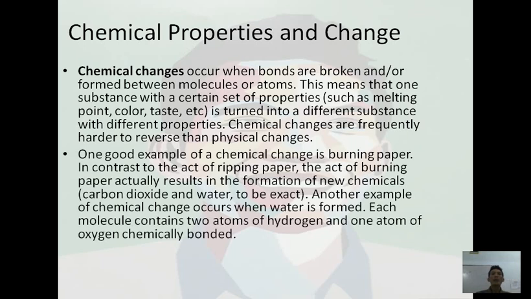One good example of a chemical change is burning paper. In contrast to the act of ripping paper, the act of burning paper actually results in the formation of new chemicals, carbon dioxide and water. Another example of a chemical change occurs when water is formed. Each molecule contains 2 atoms of hydrogen and 1 atom of oxygen chemically bonded.